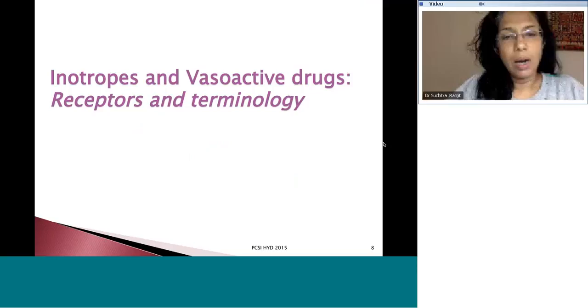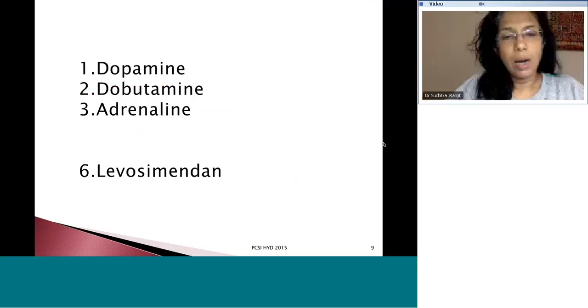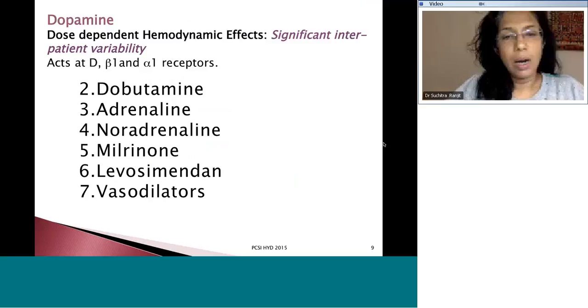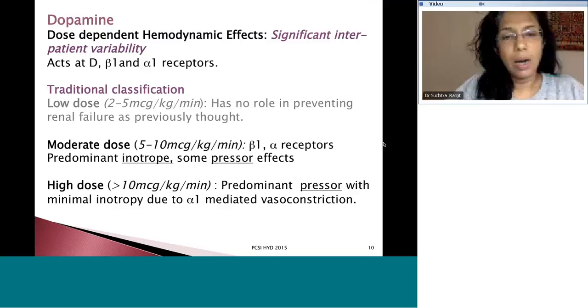So let's look quickly at the receptors and terminology of the various vasoactive agents. You have quite a few at your disposal, and the most well-known and commonly used are dopamine and dobutamine. Dopamine has been extensively used. Most people are aware that it has a dose-dependent hemodynamic effect, but also significant intra-patient variability. It acts at dopaminergic, beta-1, and alpha-1 receptors.